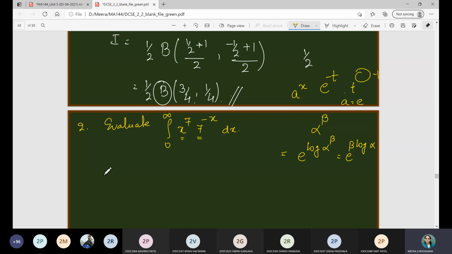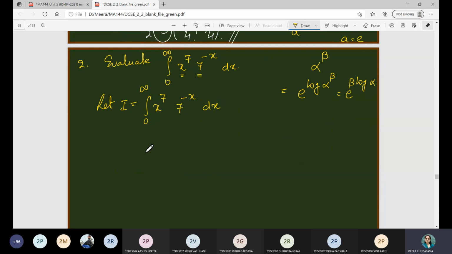So here if I consider I as this given integral, then using this formula I will write the next step. I can write this as the integral from 0 to infinity of x raised to 7 as it is, but now I can write the other part as e raised to minus x log 7 dx, right?